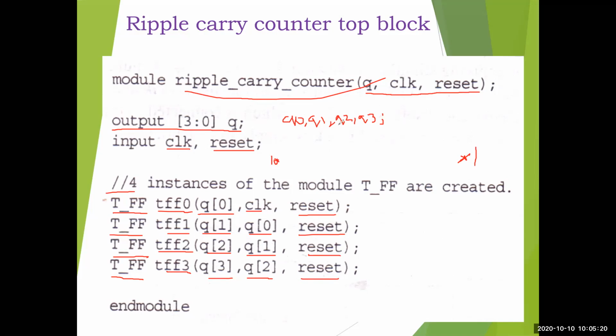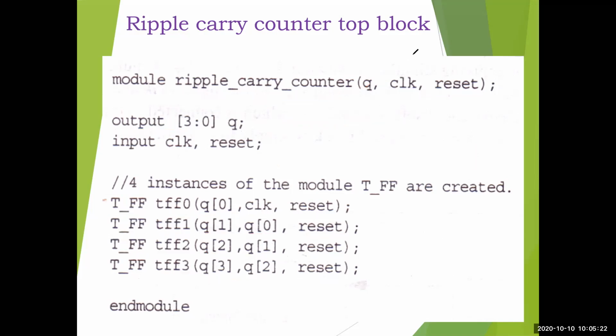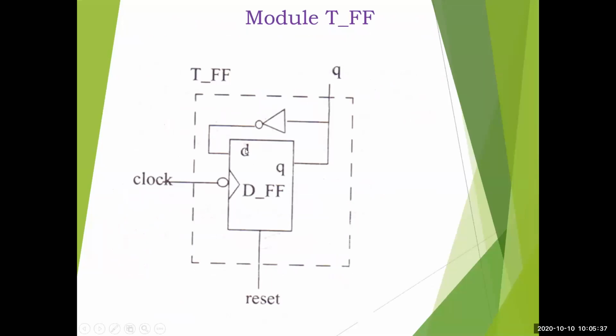The program does not end here. What we have done is, in the ripple carry counter, we called 4 instances of the T flip-flop. Now we have to define this T flip-flop. So we write a second Verilog program to define the T flip-flop. For that we refer to this diagram. We'll be using one D flip-flop and an inverter. The T flip-flop has clock and reset as inputs and Q as the output. That is what we have seen previously.